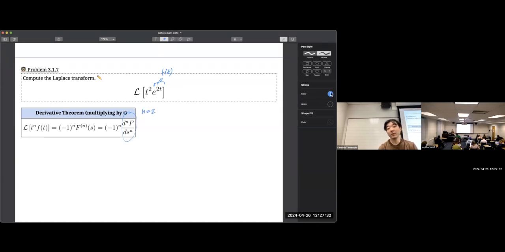Before we even apply this derivative theorem, we know we're going to have to take the Laplace transform of e to the 2t. So capital F of s is the Laplace transform of e to the 2t. This one's super easy because, remember from before, it was 1 over s minus a. In this case, a is equal to 2, so it would be 1 over s minus 2.